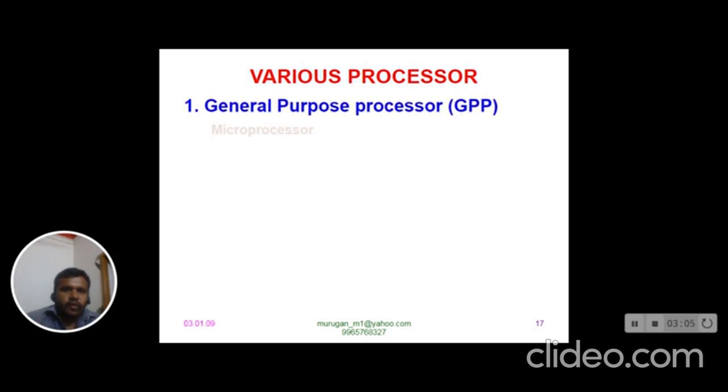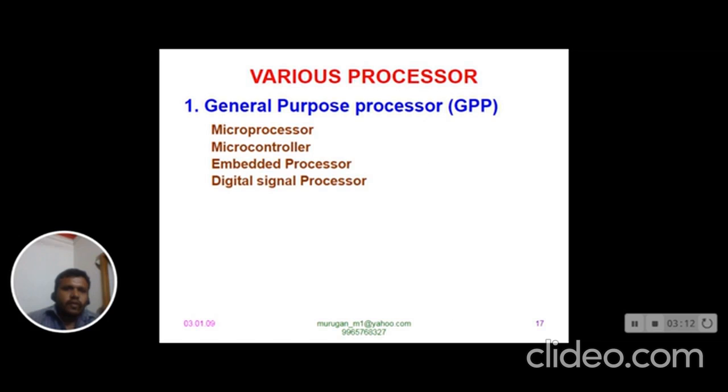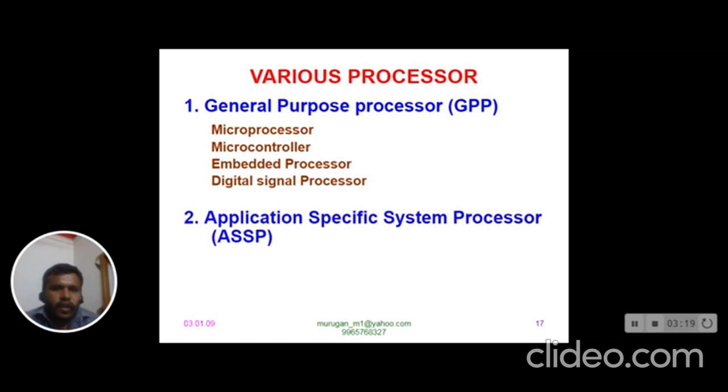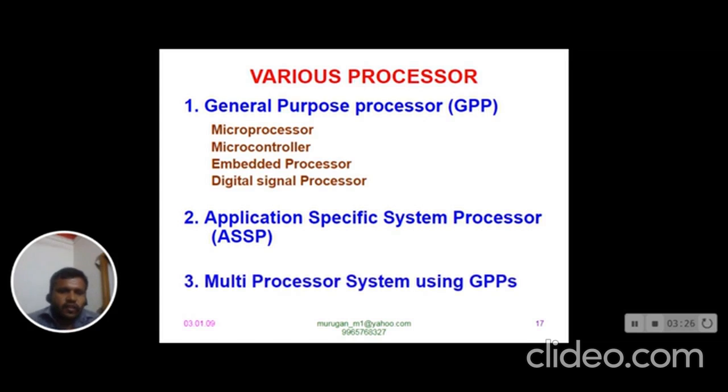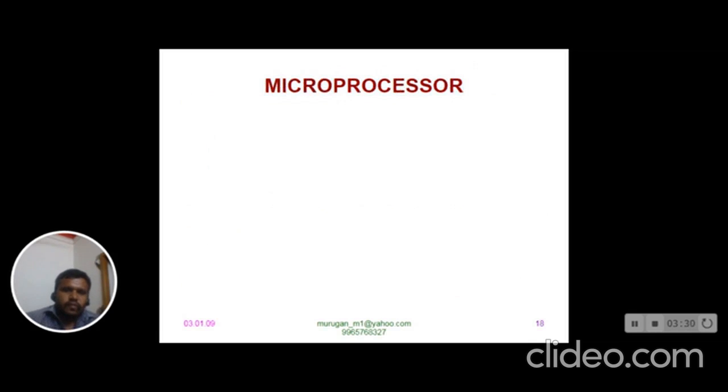The various processors are general purpose processors. In general purpose processors, we have microprocessor, microcontroller, embedded processor, and digital signal processor. And we have another set of processors called application specific system processors and multiprocessor systems using GPPs. These are all the categories of embedded system processors.